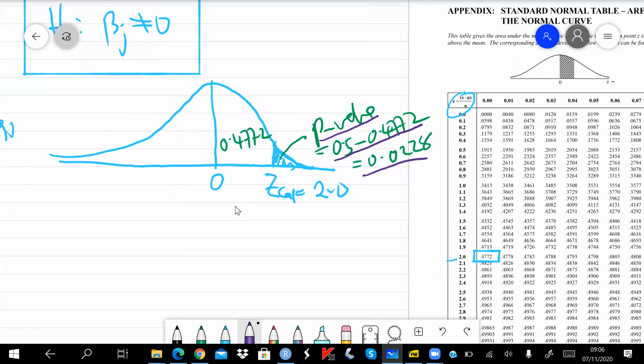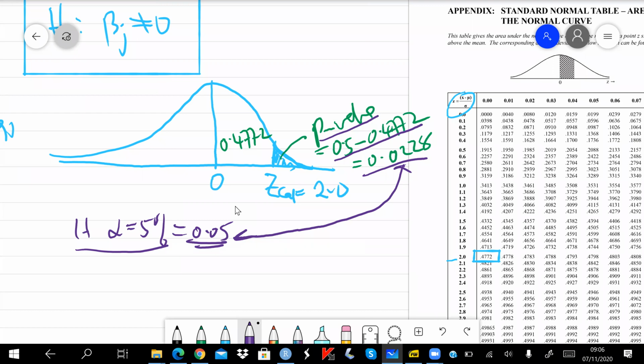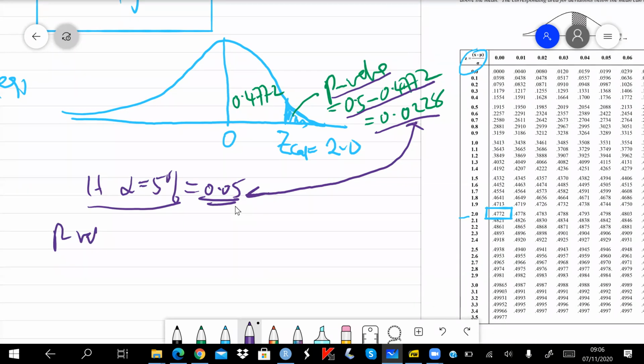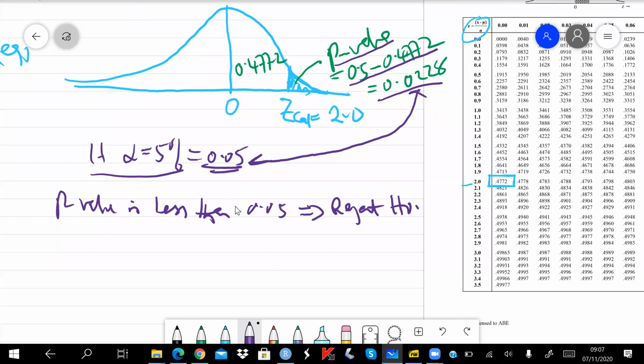So if you are making decisions, if alpha was 5%, this is the same as 0.05, you would compare this value and this value. You compare them. So in this case, we'll argue that the p-value is less than 0.05. So that means that you reject the null hypothesis. So that's how you make conclusions there. If the p-value is small, and this means smaller than the level of significance given, you reject the null hypothesis. Okay. So if it were on the left-hand side, you would do the same thing.